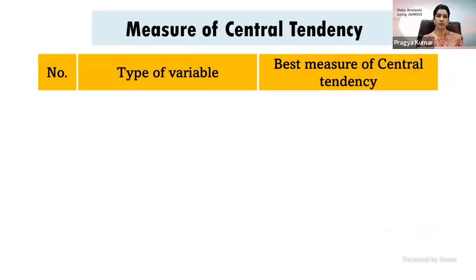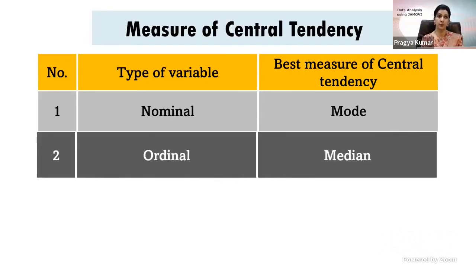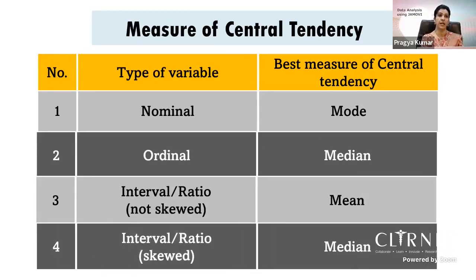Now coming to the measure of central tendency, in what type of data you should use what type of central tendency. For nominal, we use the mode, which is the frequency. For ordinal, we use the median. For interval and ratio, which is not skewed, we use the mean. And for interval and ratio, which is skewed, we use the median.